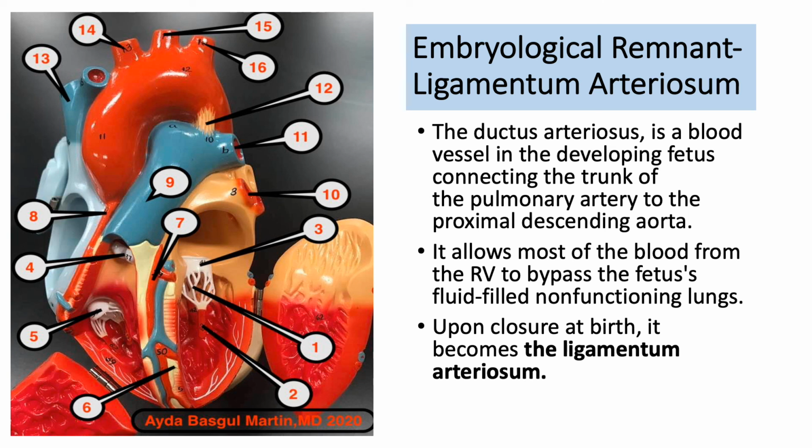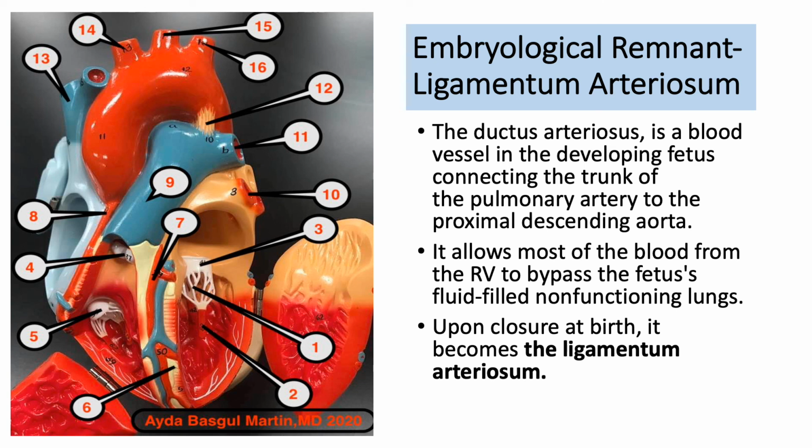I wanted to mention one more thing, which is the embryologic remnant we call the ligamentum arteriosum. The ductus arteriosus is a blood vessel in the developing fetus, connecting the trunk of the pulmonary artery to the proximal descending aorta. It allows most of the blood from the right ventricle to bypass the fetus's fluid-filled, non-functioning lungs. Upon closure at birth, with the first breath of the newborn baby, it becomes the ligamentum arteriosum.